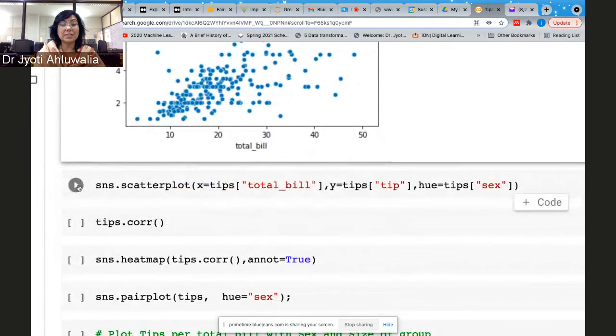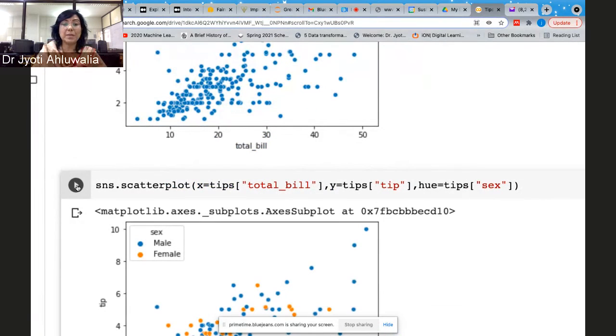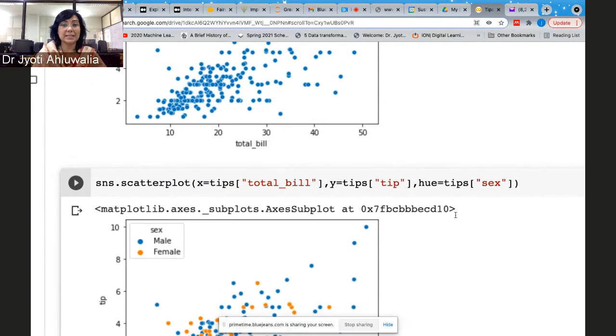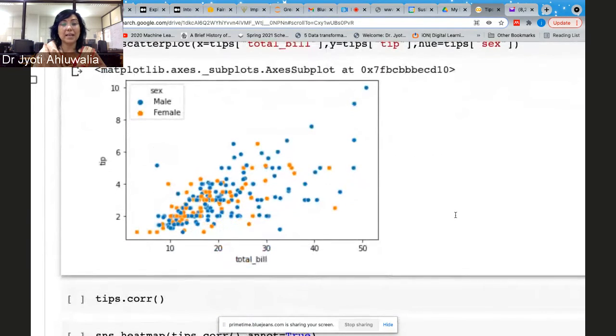Now we want to see if males are paying more or females are paying more. So we add a hue of sex here, and this is what we get. So again, very, very interesting chart here. We see that at higher total bill amounts, we have mostly males who are paying the higher bill amounts, and females are paying the lower bill amounts and also lower tip amounts. So if you have a higher tip amount of say 9, it is mostly males, and it is for higher bill amounts of say 50, right? And most of the females are concentrated in here.